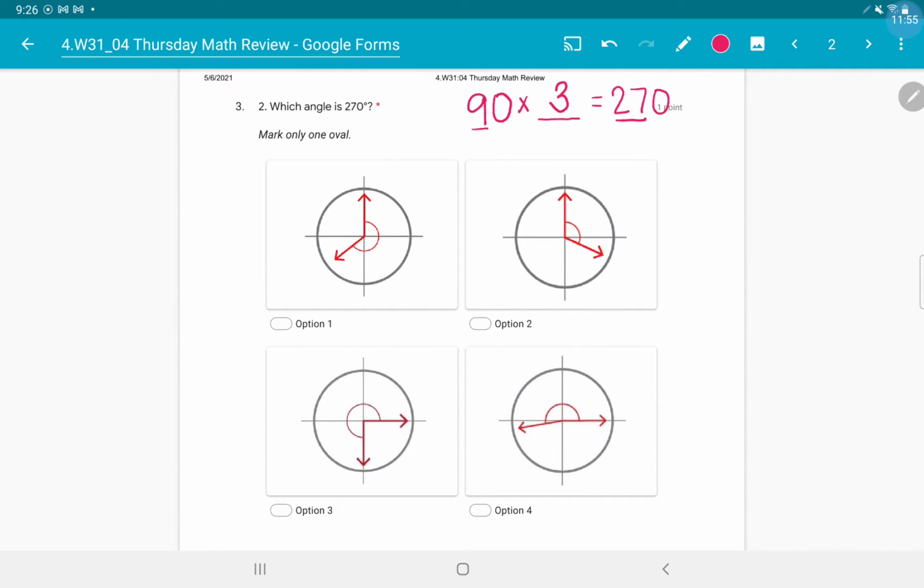How many of those corners would we need then to make a 270 degree angle? 3. 3. So if I look down there at option 3, there's 1 90 degree angle, 2 90 degree angles, 3 90 degree angles. So option 3 is the correct answer there. All right.